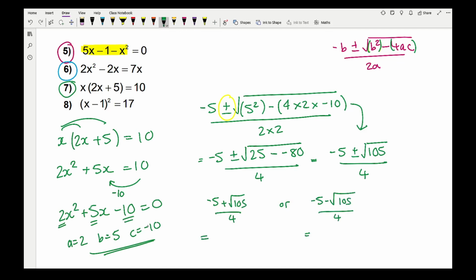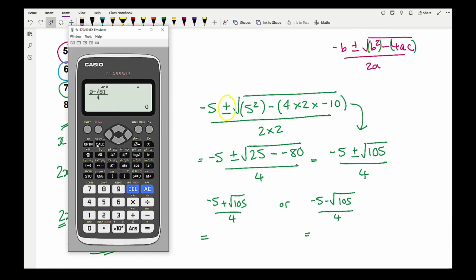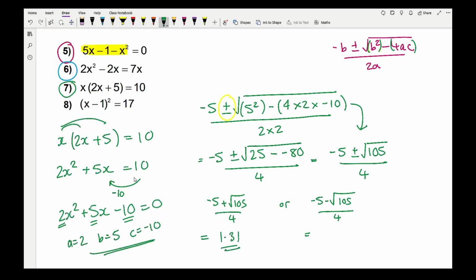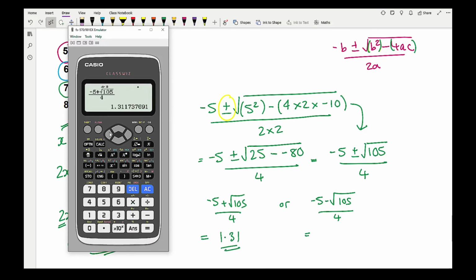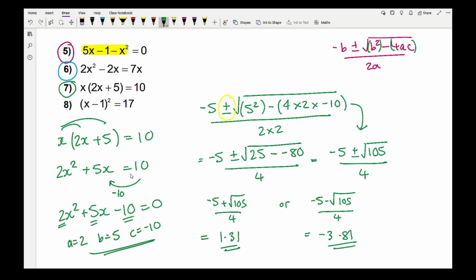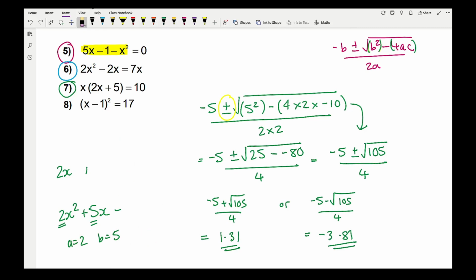And again, I'm going to type that into my calculator now. So we've got minus 5 plus root 105 over 4, equals, and I get 1.31. And then to find the second solution, I'm just going to swap that plus for a minus, and I get minus 3.81. And there is my final answer. And then finally, moving on to the last example. This is the last example.